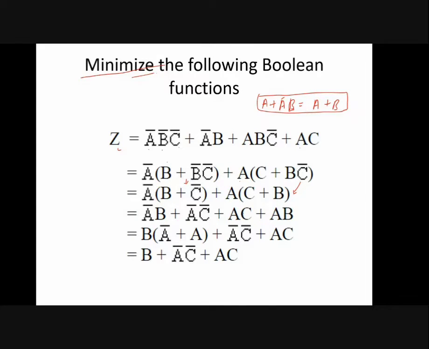So opening the brackets. Now from these two terms, we will take b outside, a bar plus a. A bar plus a is equal to 1. So b into 1 is b. And we have the equation b plus a bar c bar plus ac. This is our final answer. So we have used Boolean algebra to reduce this function. Now z is equal to this much.